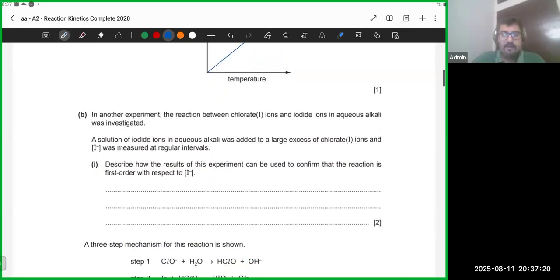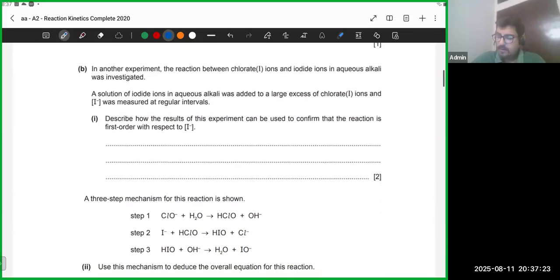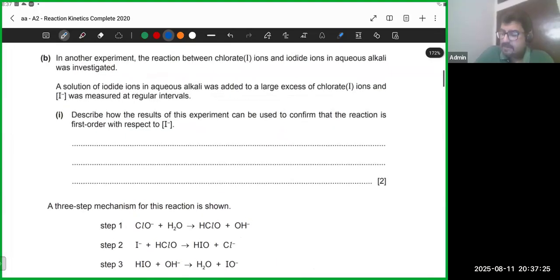Now we're saying, in another experiment, the reaction between chlorate(I) ions and iodide ions in aqueous alkali was investigated. A large excess of chlorate(I) ions is being added. That means he's not investigating that. He wants them to remain unchanged, right? So throughout the reaction, the concentration would be constant. It's going to be completely constant.